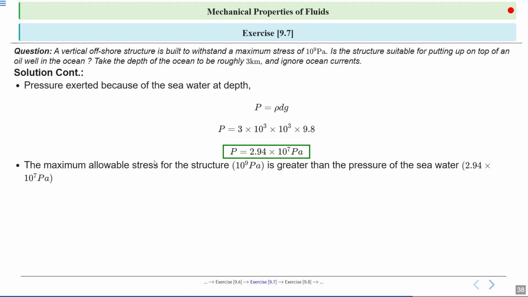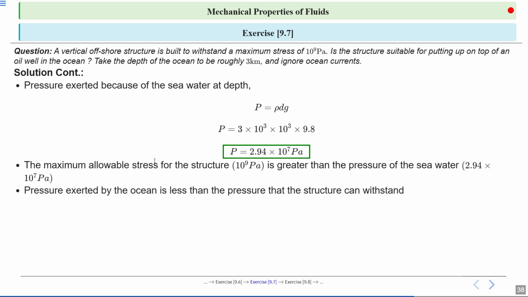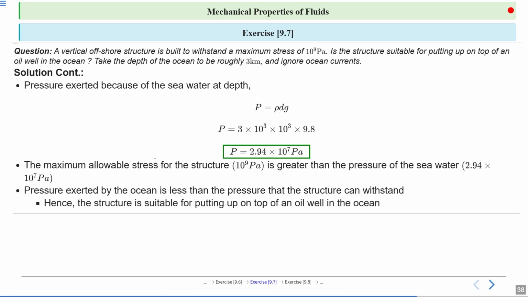The maximum allowable stress for the structure is 10 raised to the power 9 Pascal. That is greater than the pressure of the seawater, that is 2.94 into 10 raised to the power 7 Pascal. Pressure exerted by the ocean is less than the pressure that the structure can withstand. Hence, the structure is suitable for putting up on top of an oil well in the ocean.